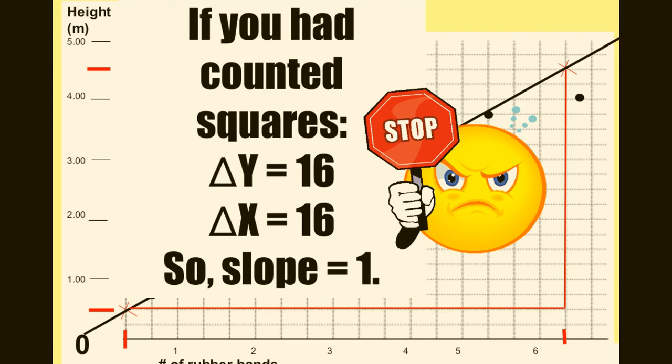All right, again, if you had counted the squares, you would have counted 16 upwards and 16 to the right. 16 divided by 16, your slope would have been 1. So again, that is definitely not the answer, and that is worth 0 points. Save yourself the trouble, save yourself the time. Don't even bother with that attempt.